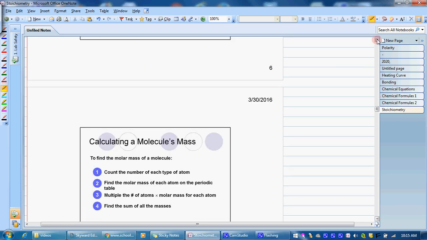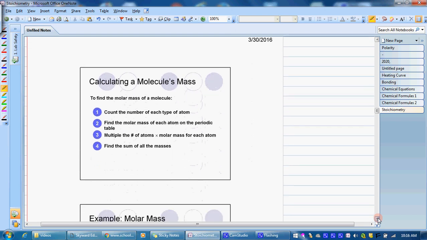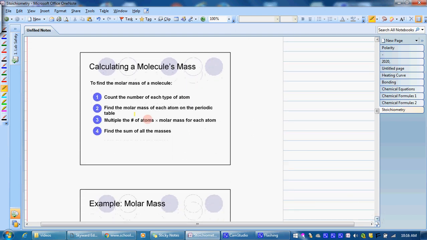So the molar mass again is going to be equal to the sum of the molar masses of all your atoms in your substance. Okay. Just the definition one more time. So here are the steps that we're going to go through. You're going to count the number of each type of atom. You're going to find the mass of each atom on the periodic table. And then we just multiply how many atoms we have by that mass, and then we sum it all up.